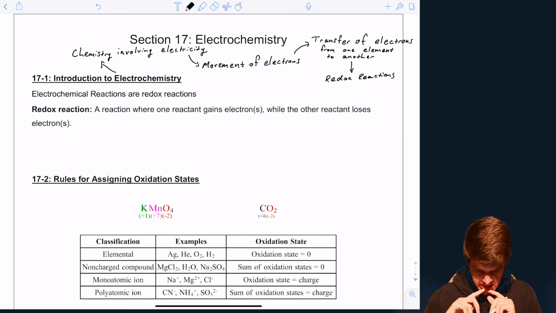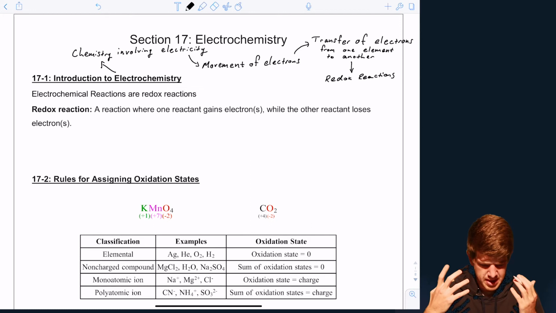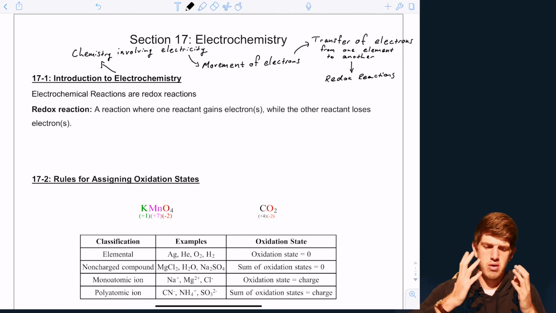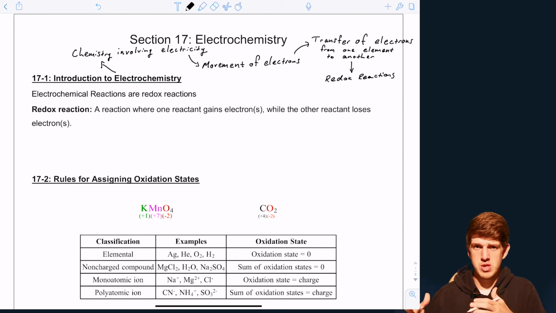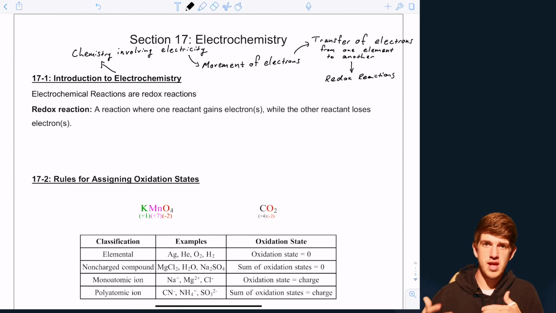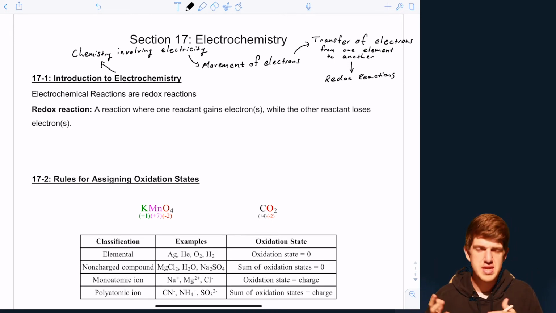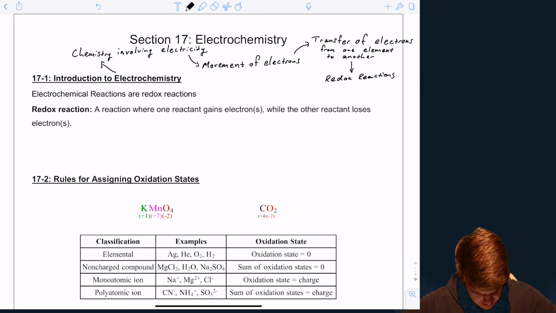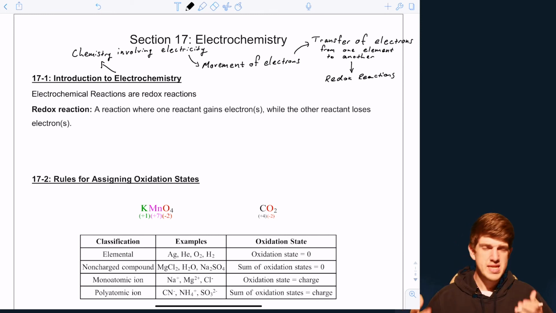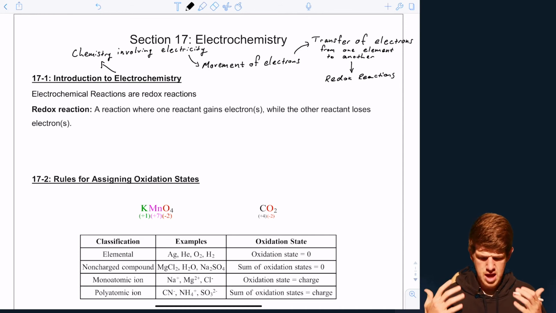chemical species. So basically, what's going on is you have a chemical reaction where one species is transferring electrons to another chemical species, and that transfer of electrons is going to generate electricity. So that's what an electrochemical reaction is. It takes all of this information and puts it all together, and that is electrochemistry.